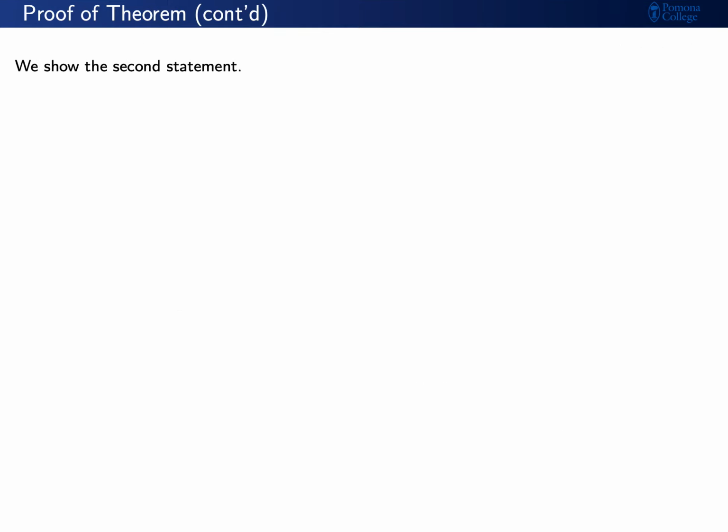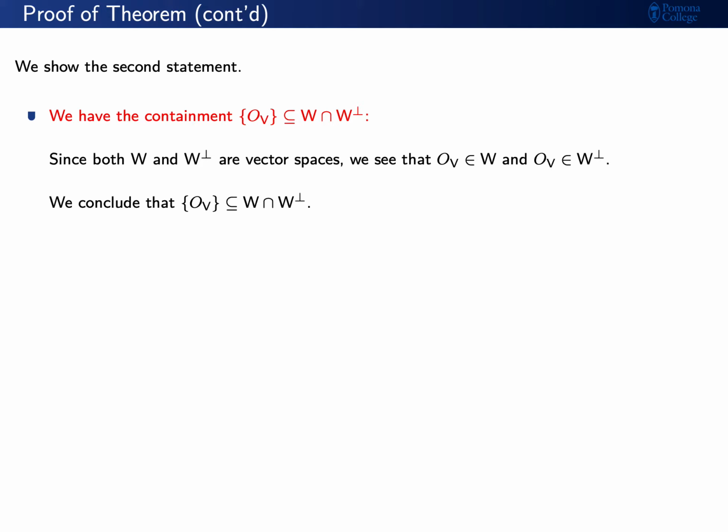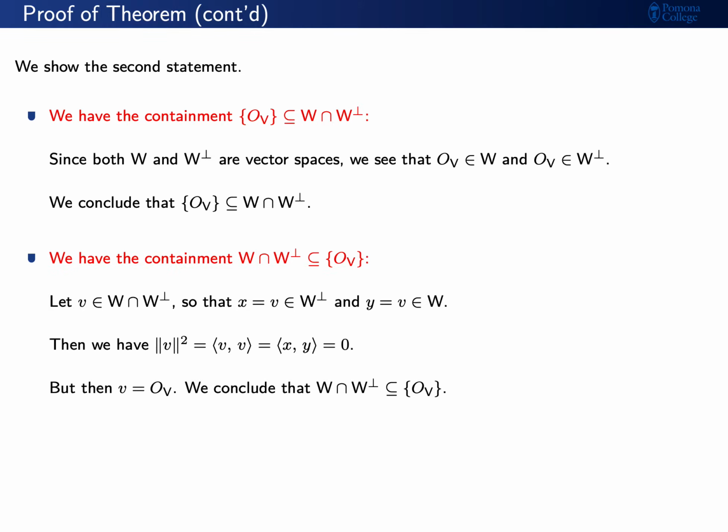Now we show the second statement, that is that W and W perp only intersect at one point, namely the origin. First, we'll show that the singleton set consisting of the zero vector is contained in the intersection. Well, we've just shown that W perp is a vector space, and the zero vector is always an element of a vector space. So the zero vector must be both in W and W perp, and hence in the intersection. Conversely, we're going to show that the intersection must be contained in the singleton set consisting of the zero vector.